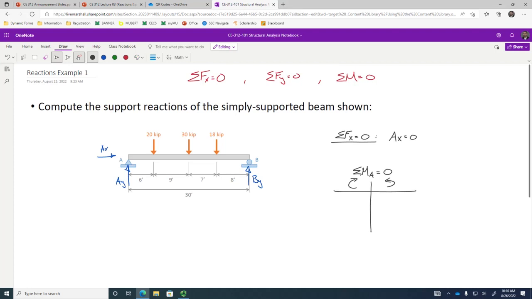So let's treat this like it's a checklist. So I've got 1, 2, 3, 4, 5, 6 different forces. Let's take care of each one of them one at a time. So let's start off with AX.